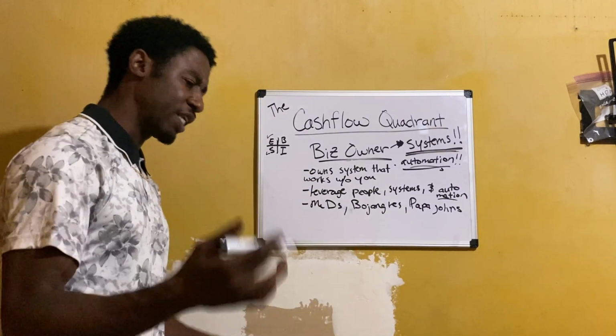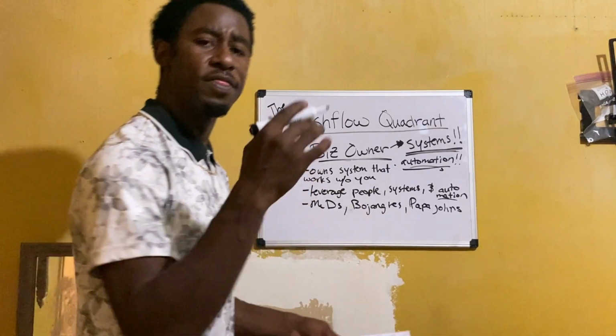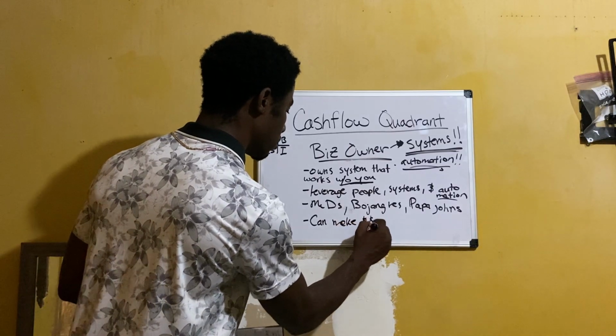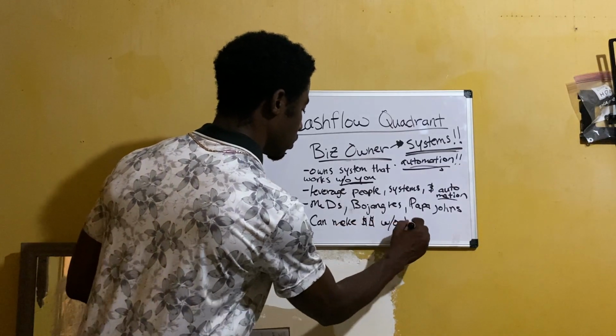So those are some examples. Again, the biggest thing of the business owner is that the business can make money without you.